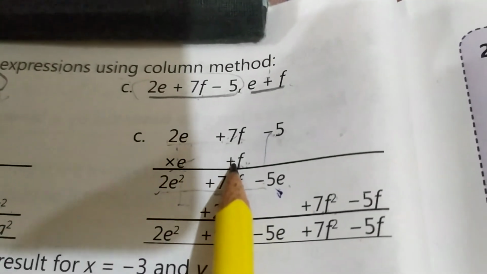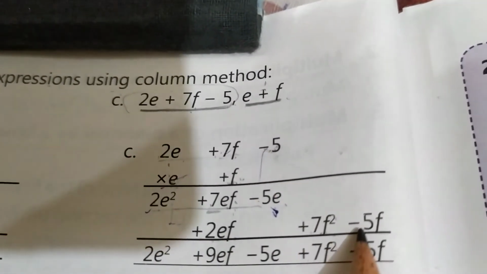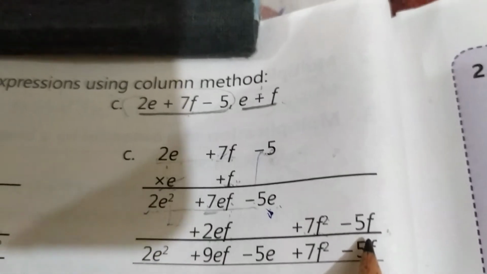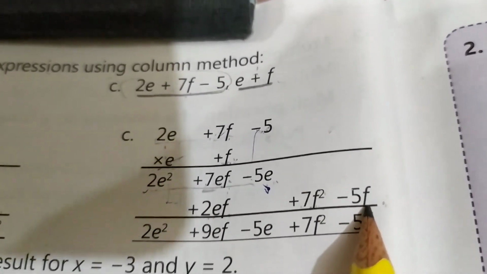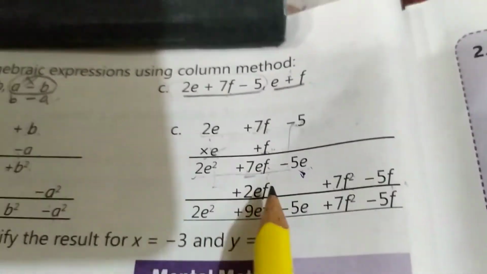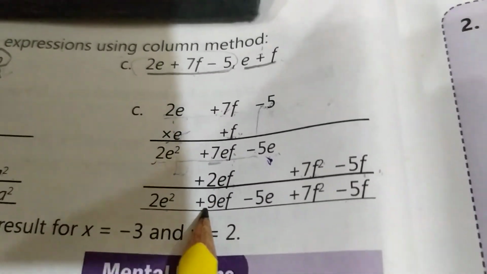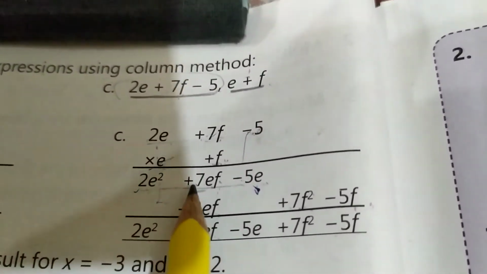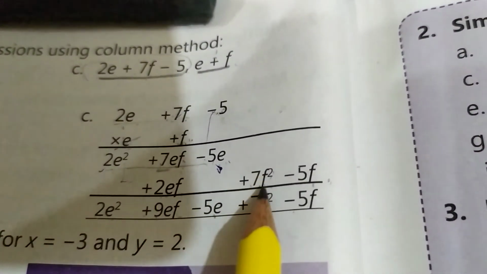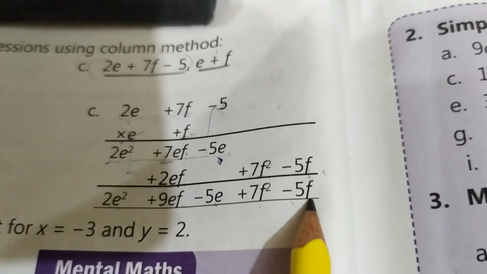When we multiply this plus f by this minus 5, 5 1 is 5, it will be minus 5f. It will also be written outside, because in first line there is no term with literal coefficient f. It is also a like term. We write the like terms below the like terms. Now we will solve it. 2e square plus 7ef plus 2ef, it will be plus 9ef, sorry, 7 and 2 is 9, ef. Minus 5e will be written as it is, plus 7f square will be written as it is, minus 5f will be written as it is.